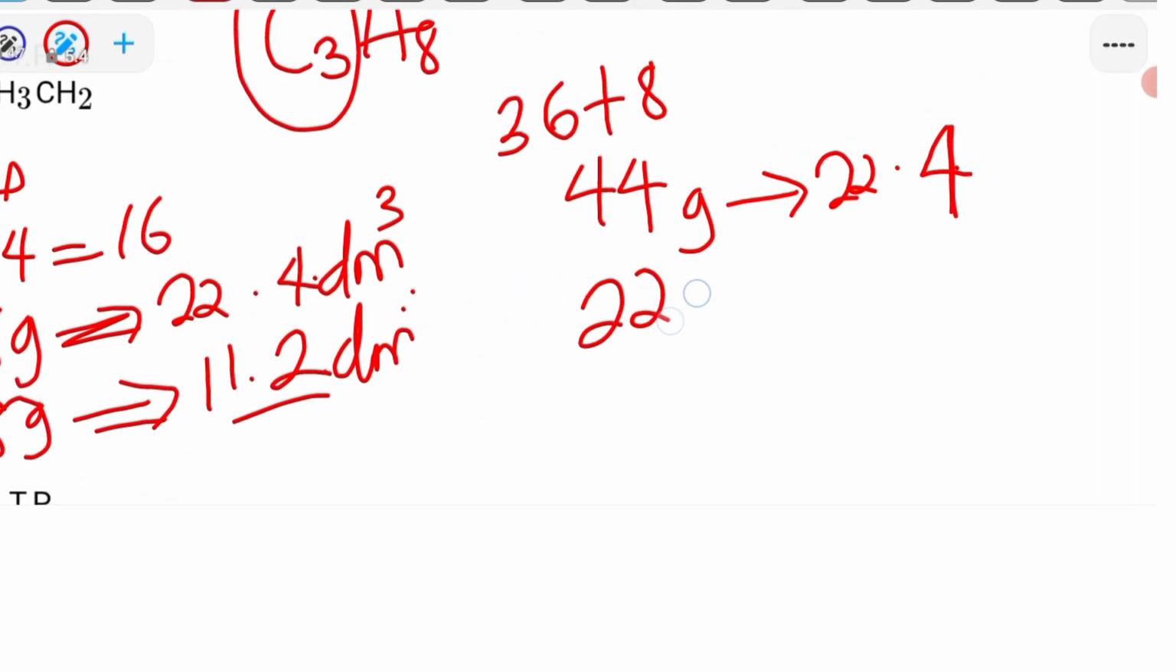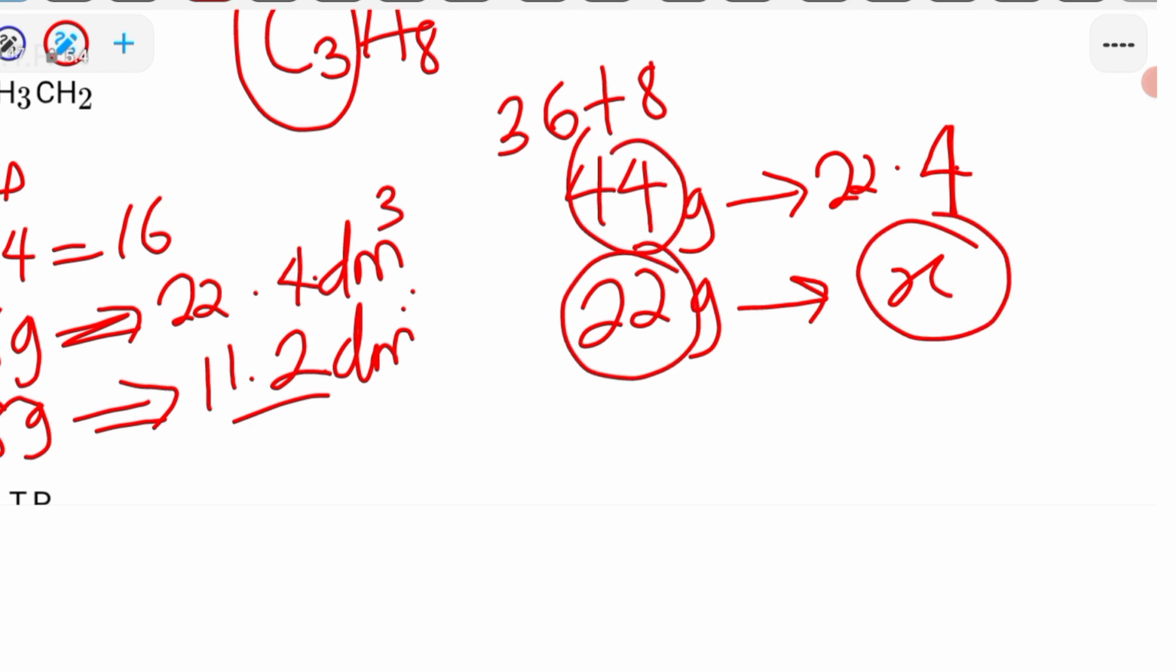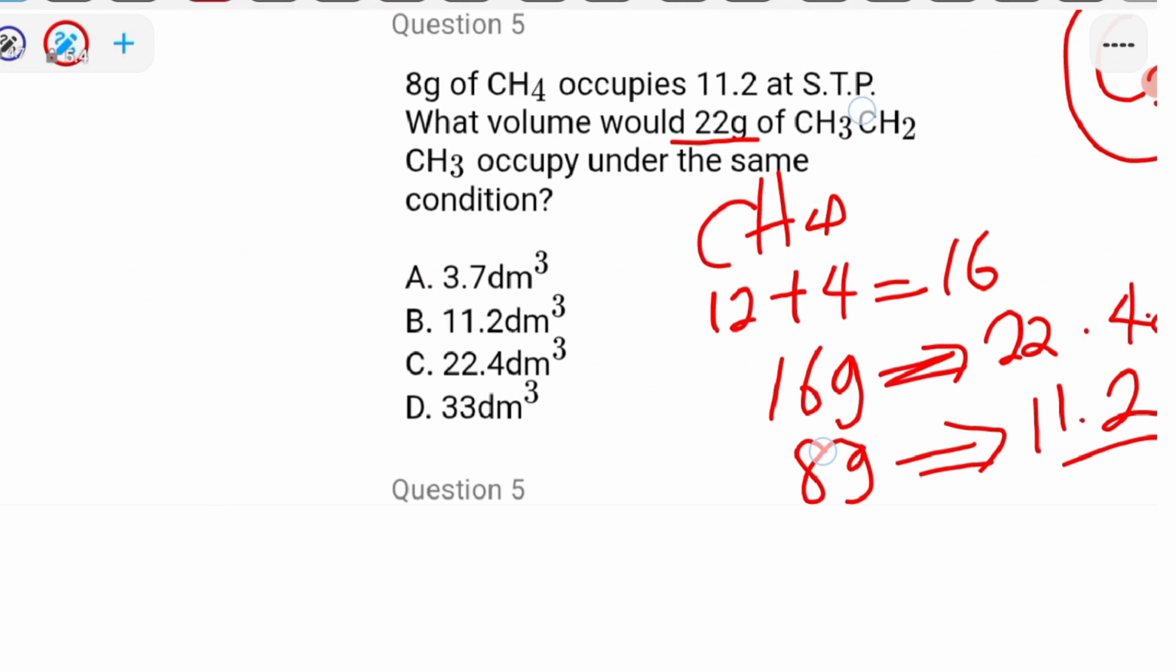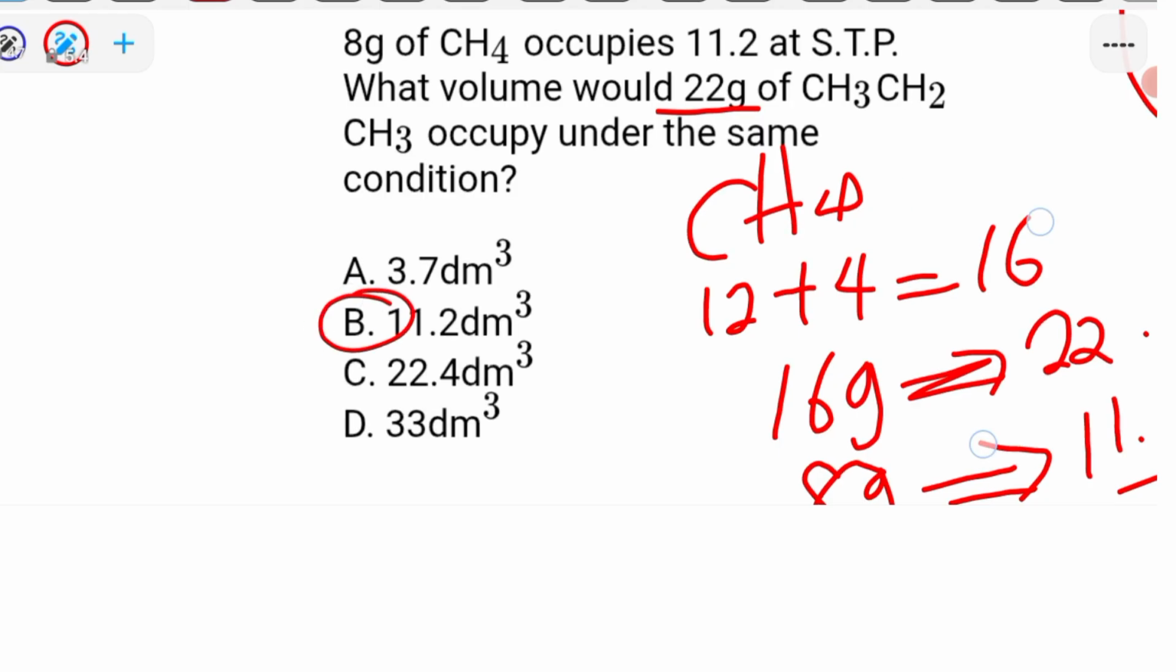This one is 22 gram. What would this one now be? Since this one is half of it, half of 44 will give you 22. That means this one will occupy half of 22.4, which is 11.2 dm cube. So the answer is 11.2 dm cube. So let's go there and shade option B.